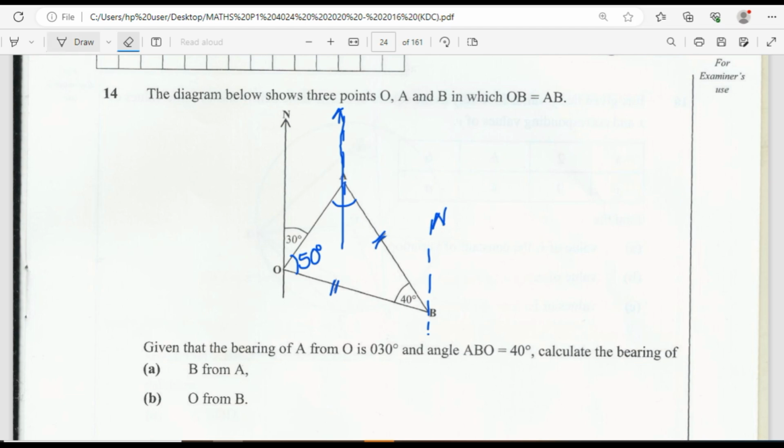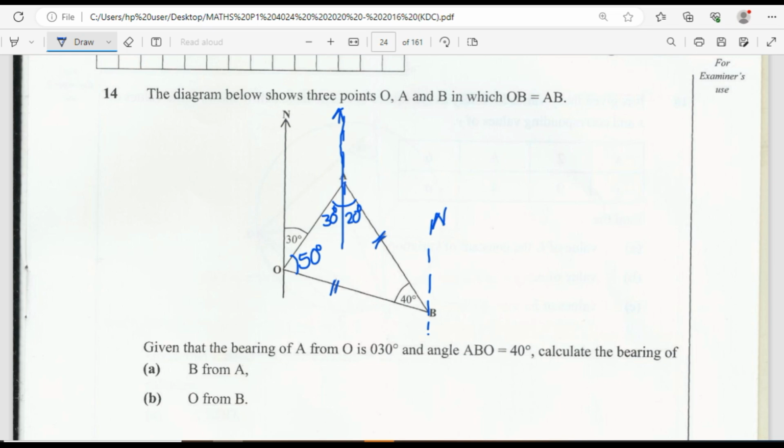Now look at this point here. As long as these 2 lines are parallel, this angle is equal to this angle, so we can apply that. If there is a 30, also here there is a 30, then here there will be a 20, because 30 plus 20, we still have our 50.